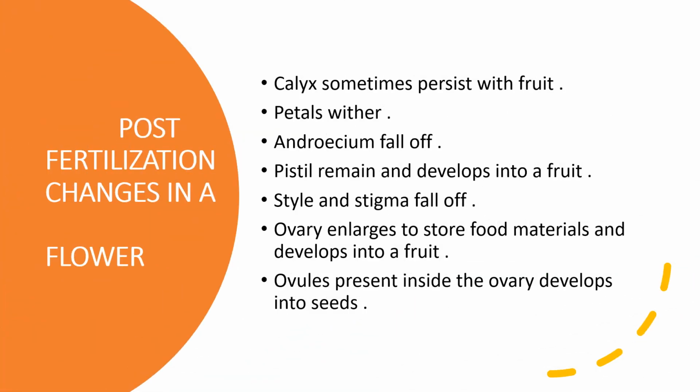Okay, what are post-fertilization changes in a flower? Calyx sometimes persists with fruit. Calyx வந்து fruit-ல சில சமயங்கள்ல கீழ bottom portion-ல இருக்கும். Petals வந்து எப்பவுமே விழுந்துரும். Flower-ல உள்ள colourful portion petals வந்து விழுந்துரும். Androecium also falls off. Pistil remains. Pistil அப்படியே இருக்கும். It forms the fruit. But the top portion of the pistil, that is style and stigma, fall off. Ovary enlarges to form fruit. It stores food inside the fruit. And ovules develop into seeds.